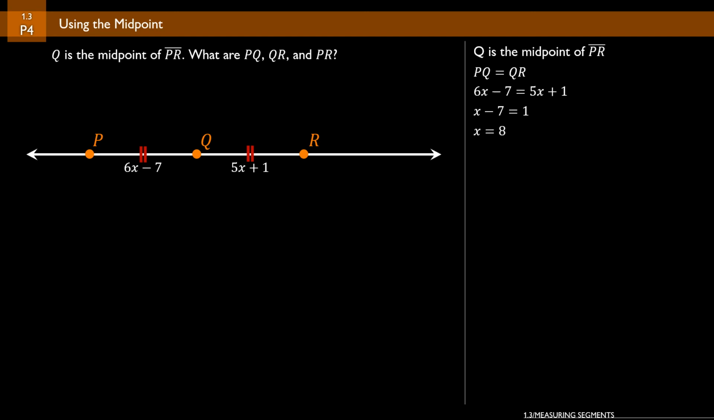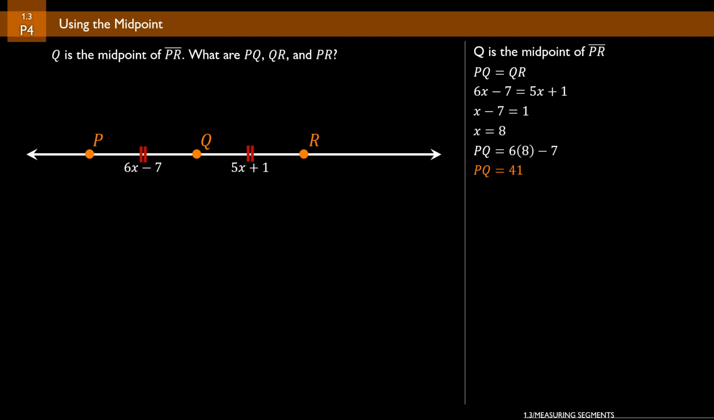So now we've got to find out what the lengths of PQ and QR are, and then also the cumulative length to get PR. What we'll do here is substitute the 8 in for x. So 6 times 8 is 48, minus 7, and that gives us 41. That means that QR should also be 41.